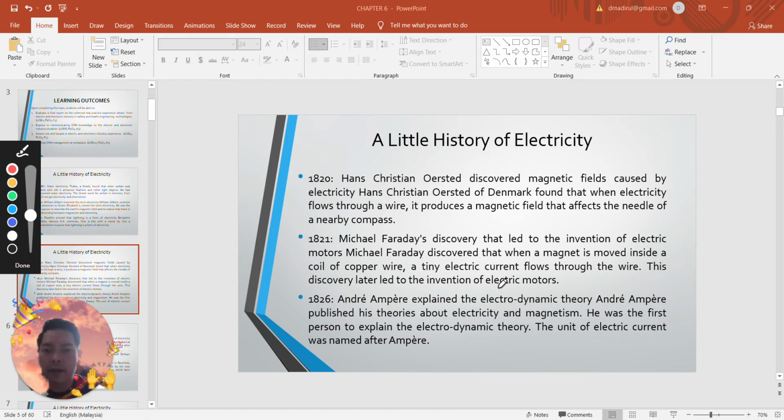And then in 1826, Andre Ampere explained the electrodynamic theories, in which he published his theory about electricity and magnetism. He was the first person to explain the electrodynamic theories. The unit of electric current was named after him, now known as the ampere, to recognize his contribution to the field of electric history.